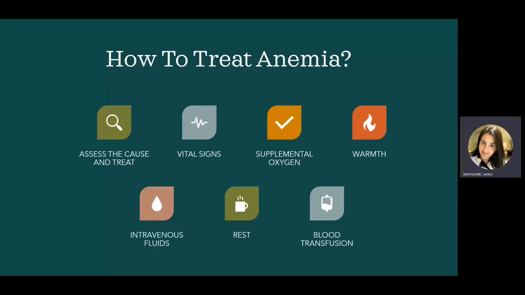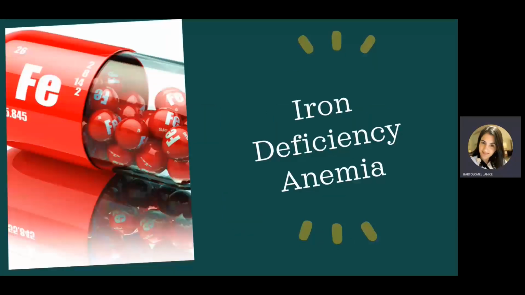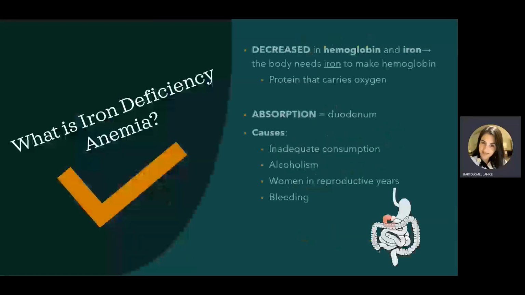So now let's talk about iron deficiency anemia. It's still anemia, but it has to do with the lack or the absence of iron. Iron deficiency is a decrease in hemoglobin and iron levels, and we need iron to make the hemoglobin. So in order to synthesize it, we need iron. If we don't have it, then the hemoglobin is not going to be effective.